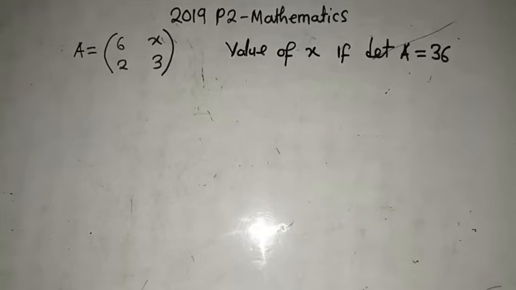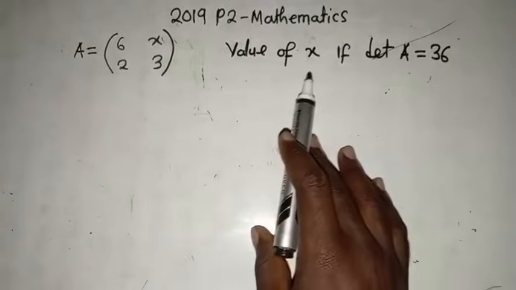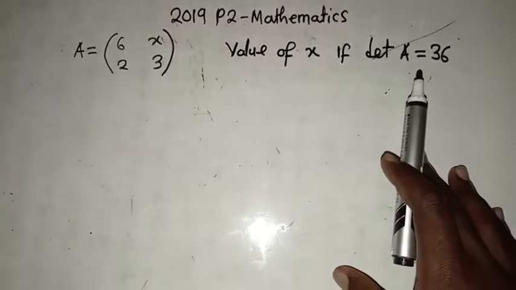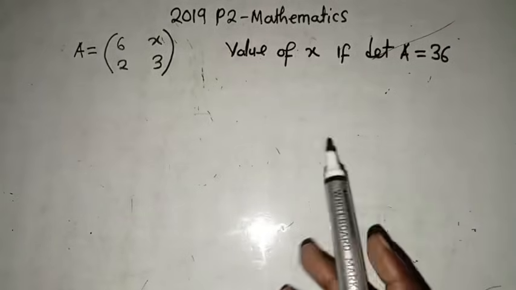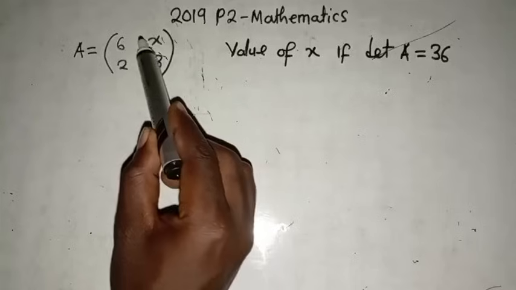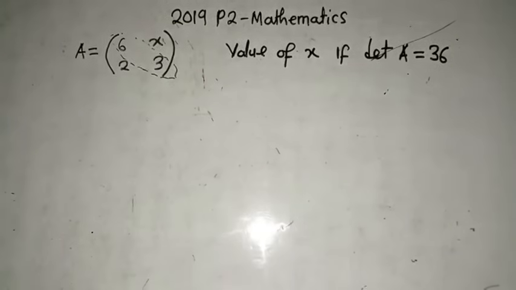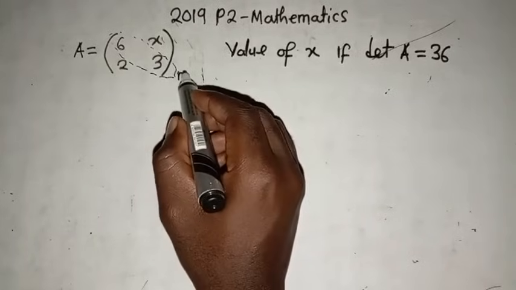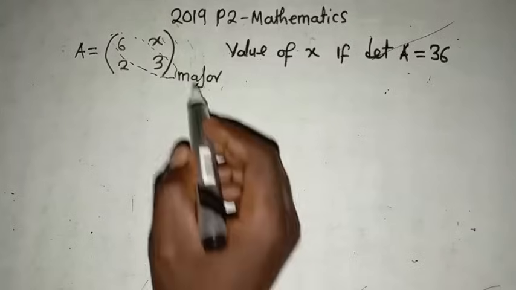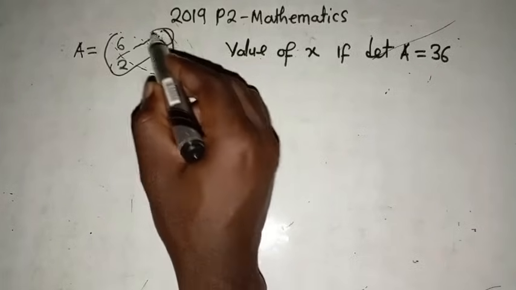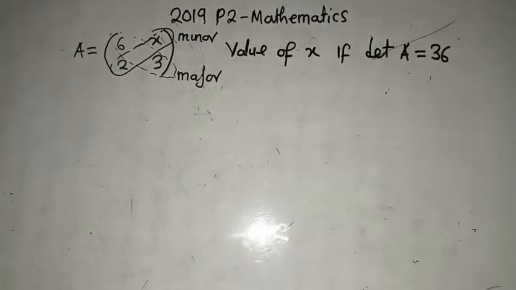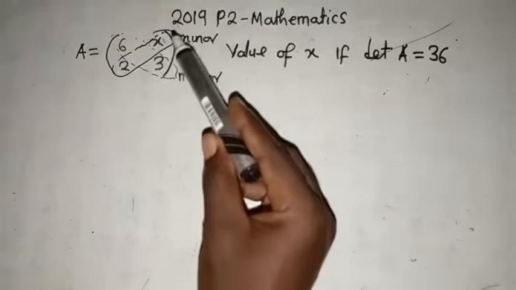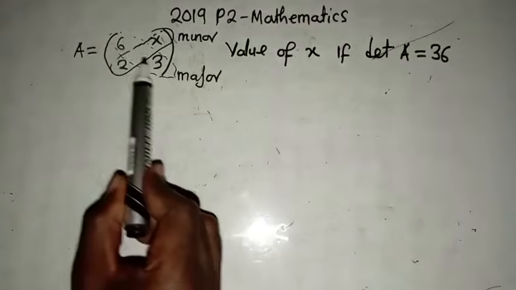Now, with this particular question, if you want to find the value of X, if the determinant of a matrix is given to be 36, what we do is this. If you are connected, let me see the people that are connected. This is the major diagonal. This one that is like this is the minor diagonal. This is what you need to understand. So we've got the minor diagonal and the major diagonal.